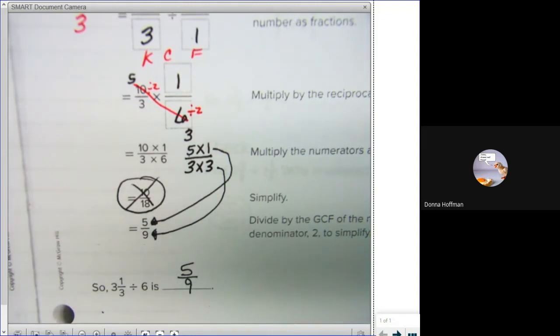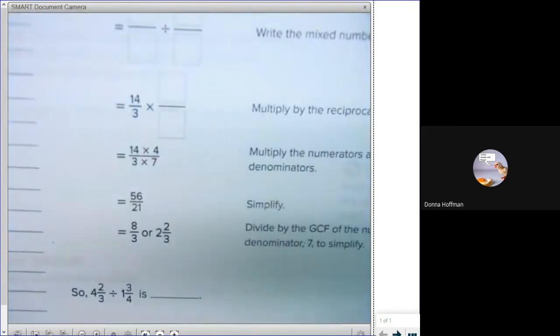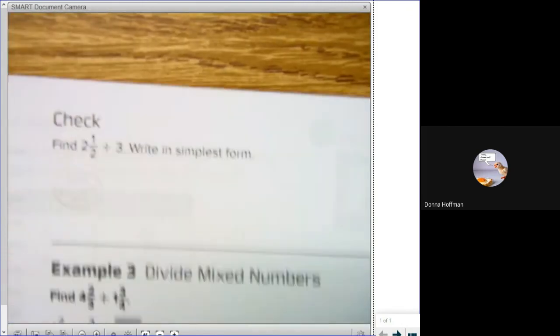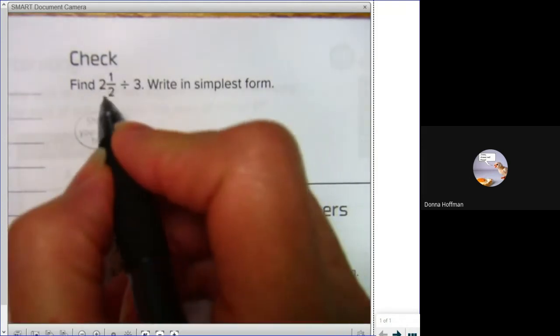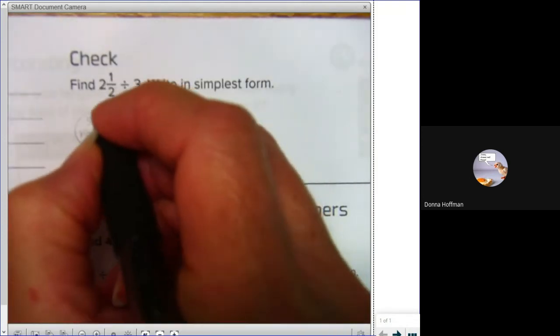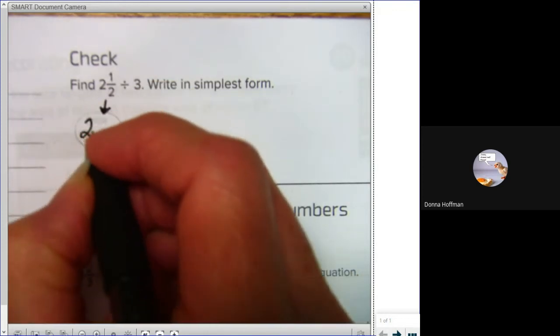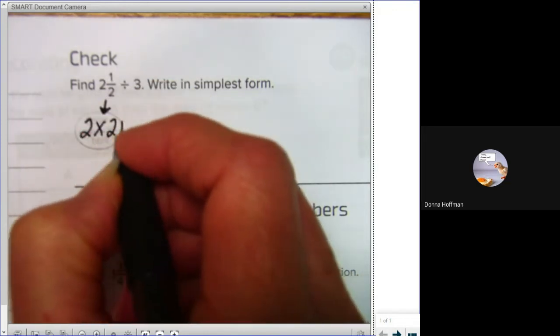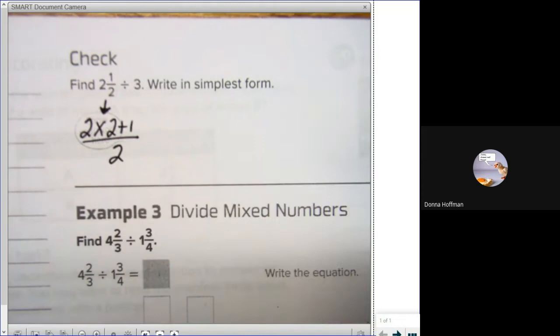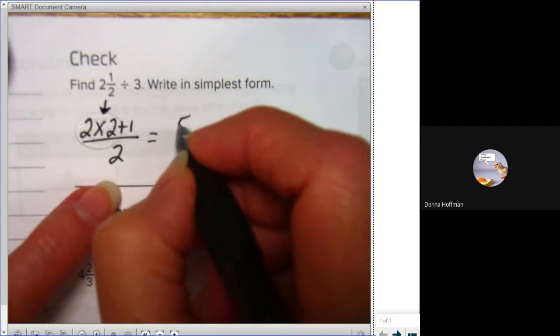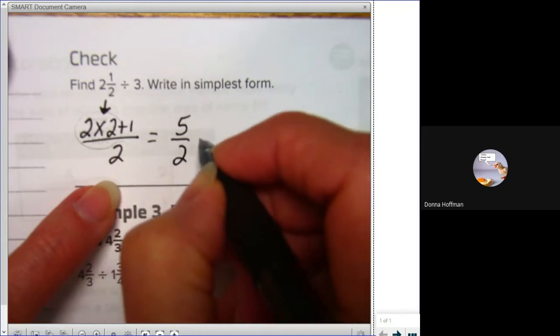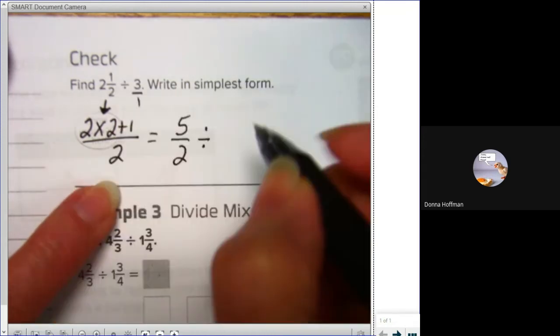Okay, on to page 64. You do have a check up here where it's 2 1/2 divided by 3, and we're going to write it in simplest form. So I need to change this. Denominator times whole number plus numerator: 2 times 2 is 4 plus 1 is 5/2 divided by 3/1.